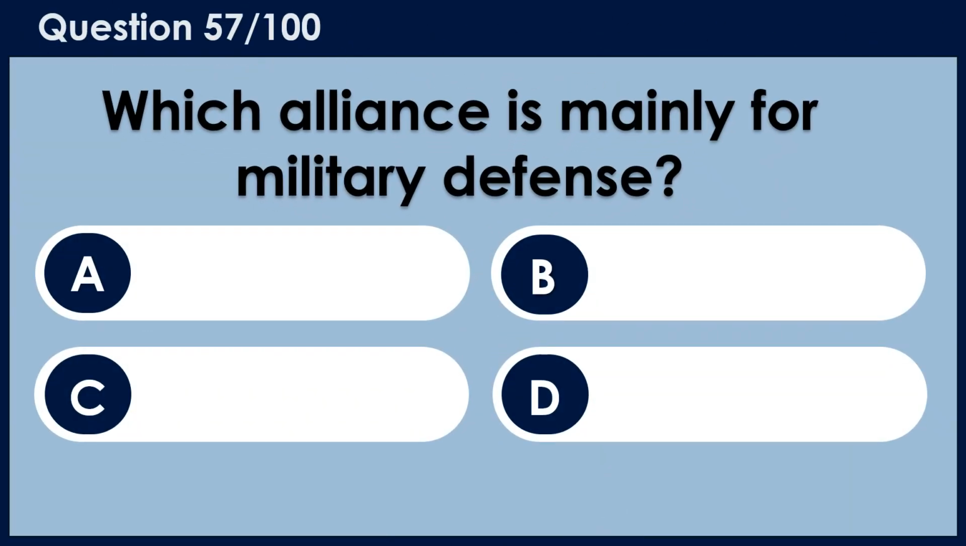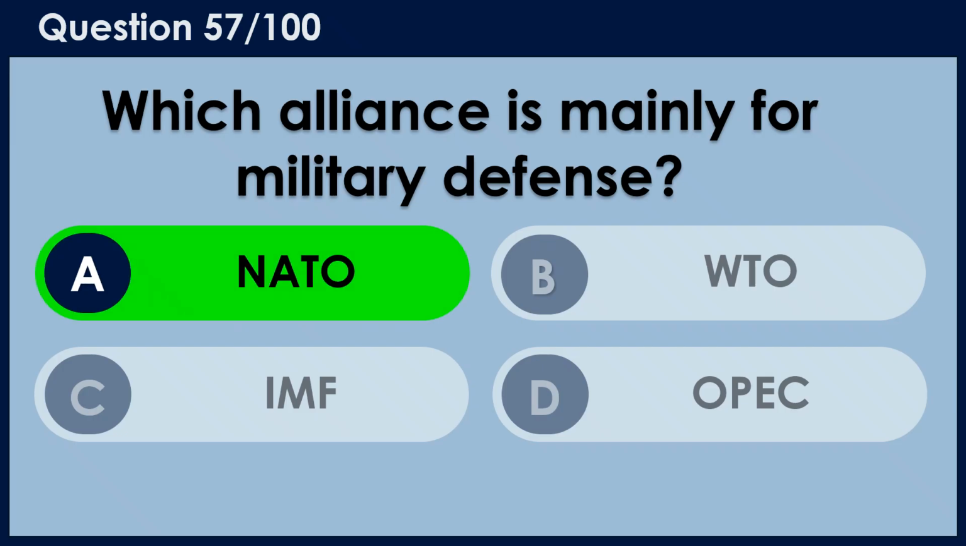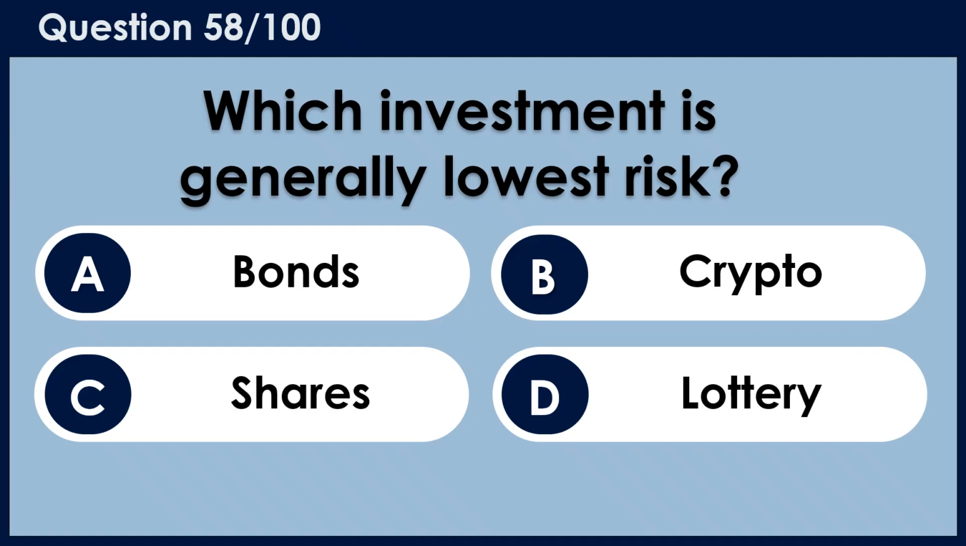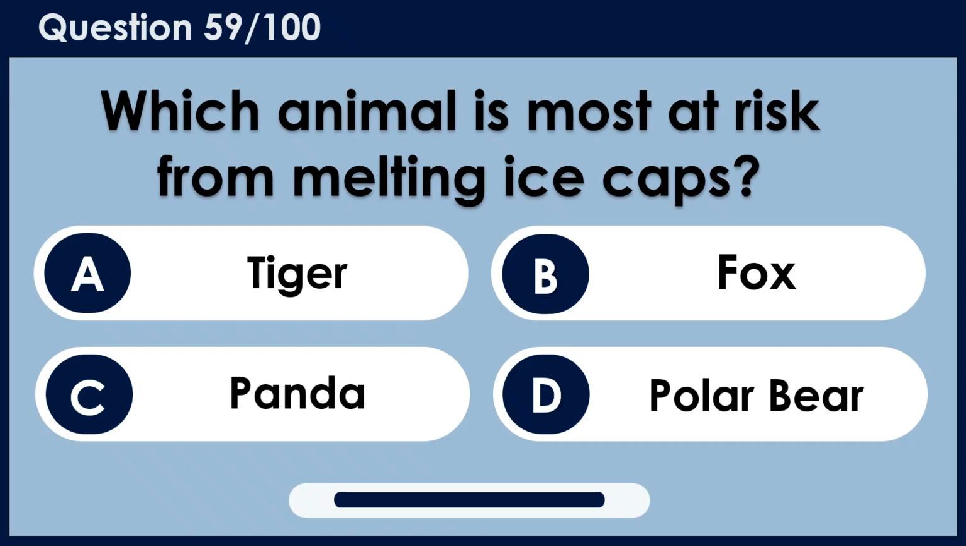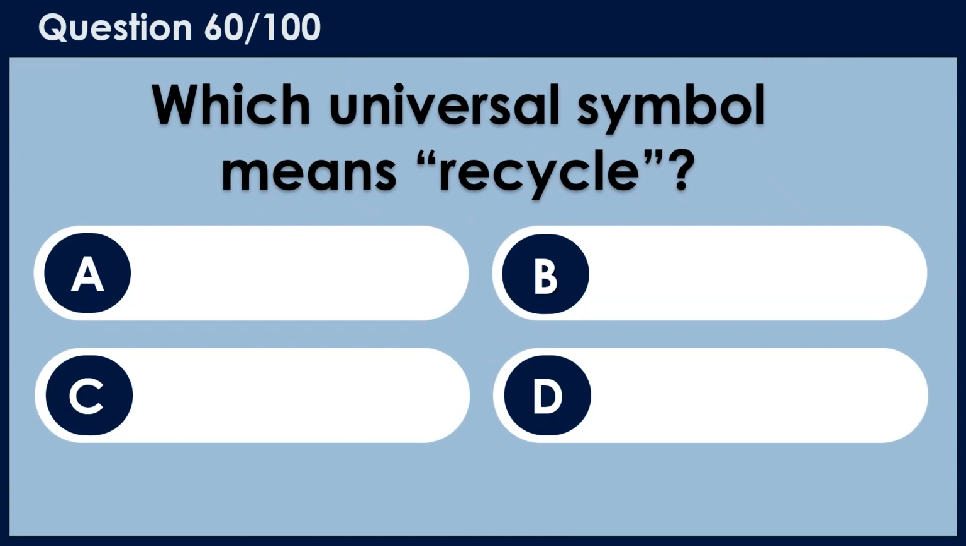Spinach. Which alliance is mainly for military defense? NATO. Which investment is generally lowest risk? Bonds. Which animal is most at risk from melting ice caps? Polar bear. Which universal symbol means recycle?